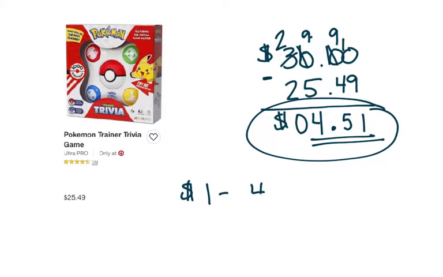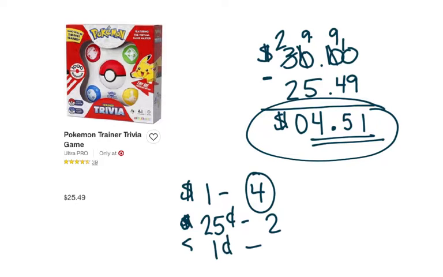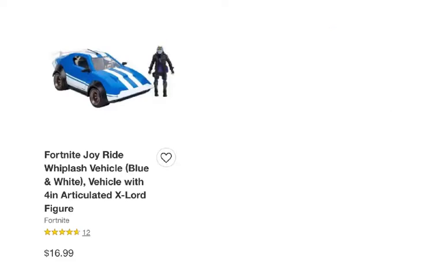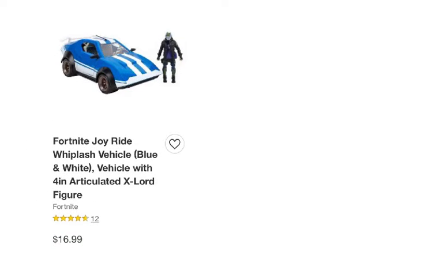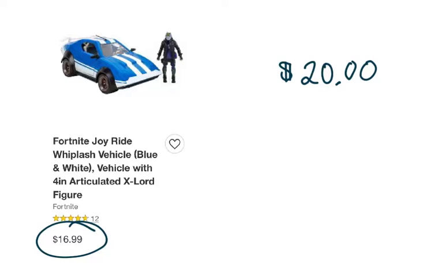I would get 4 $1 bills, 2 quarters, 2 quarters, and 1 penny. Okay, let's say I buy a Fortnite Joyride Whiplash vehicle, $16.99. Let's imagine I give the cashier a $20 bill. So on your whiteboard, please go ahead and write down 20.